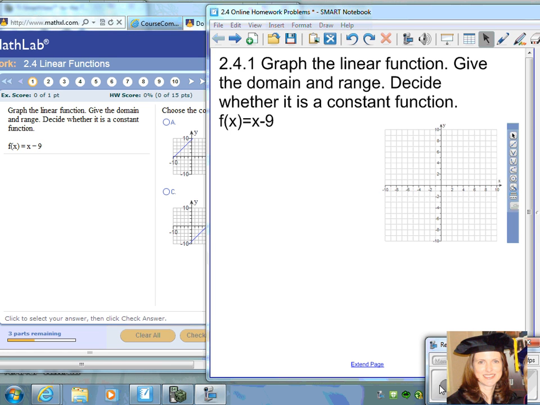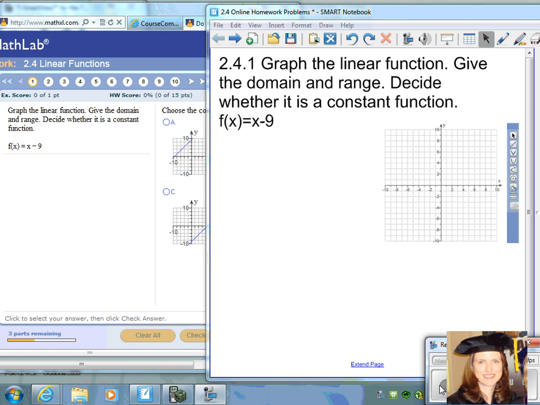Let's get started with Chapter 2, Section 4. Question number 1 asks us to graph the linear function, give the domain and range, and decide whether it is a constant function. To graph a linear function, we know that the graph is going to be a line. All you need are 2 points.